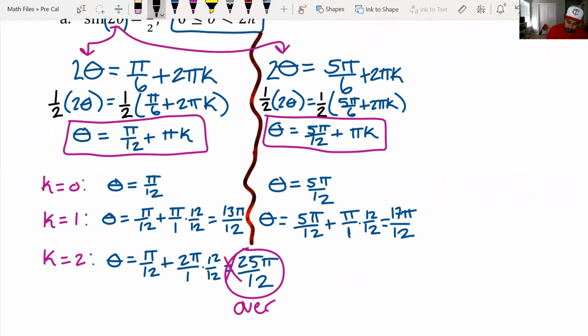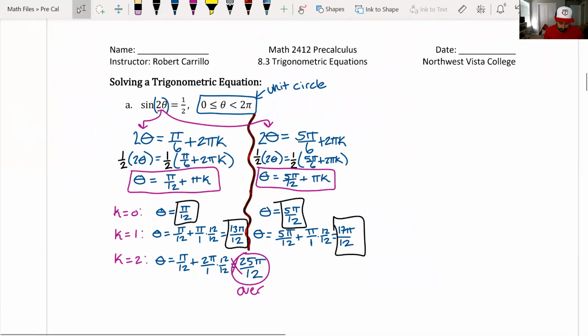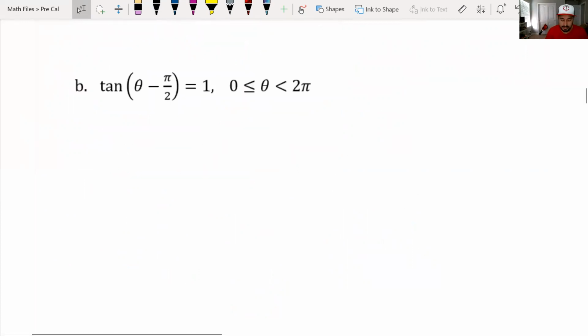And our solutions are pi over 12, 13 pi over 12, 5 pi over 12, and 17 pi over 12. Okay, cool. All right, perfect. All right, do it again, same thing.